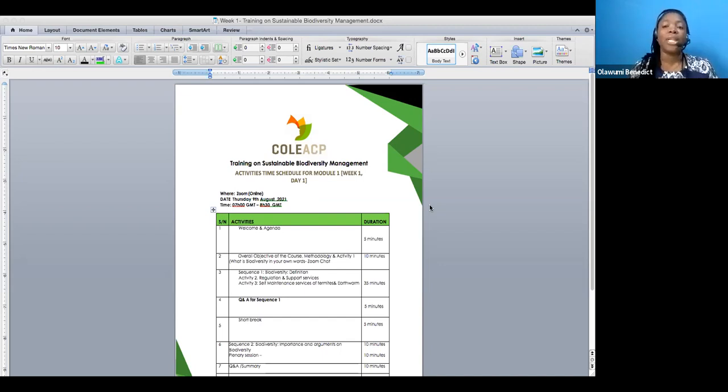And we'll quickly run through the agenda. What do we have for today? First we welcome, and then I'm sharing the agenda. That's going to take us 5 minutes. And then we have the overall objective of the course, and then the methodology, the activities that we are going to use during this training. What are the activities that we're going to carry out?